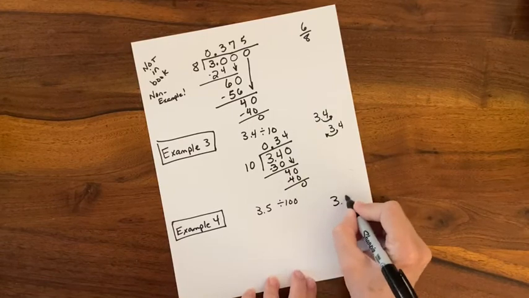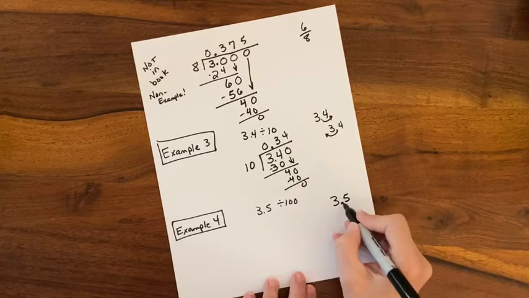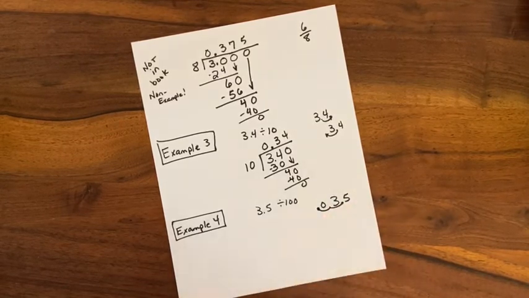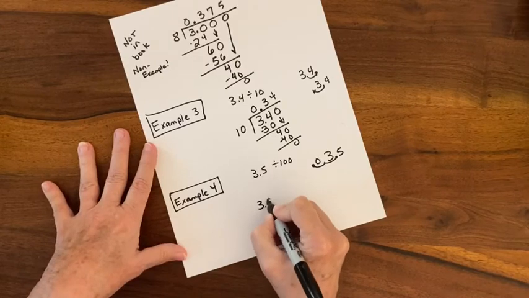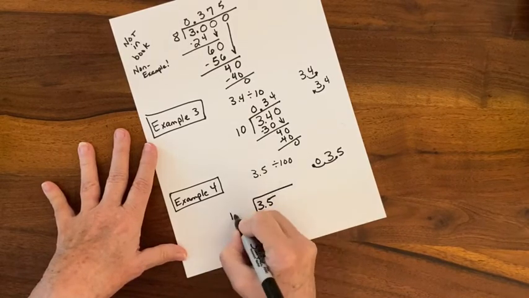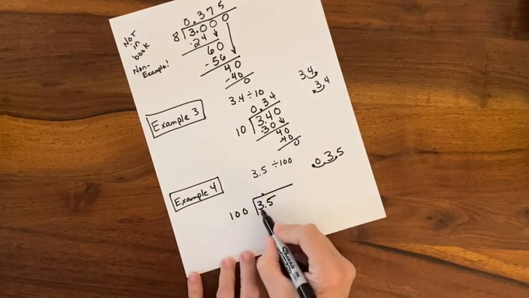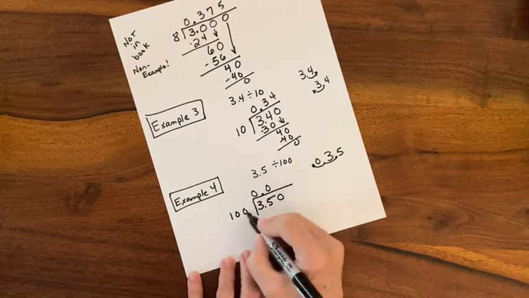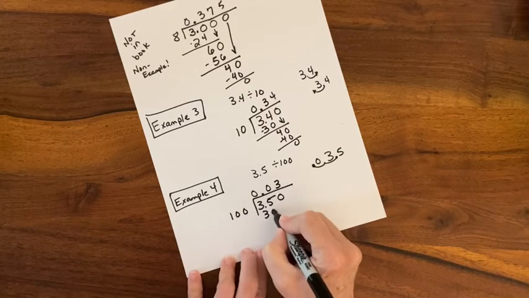So let's make a prediction. If I'm going to divide by 100, 2 zeros, 1, 2, I'm making a prediction that I have 35 thousandths. Let's check it out and see if we do. Okay, bring my decimal up first thing. Will 100 go into 3? No. Will 100 go into 35? No. Add a 0. Will 100 go into 350? Sure. 3 times.